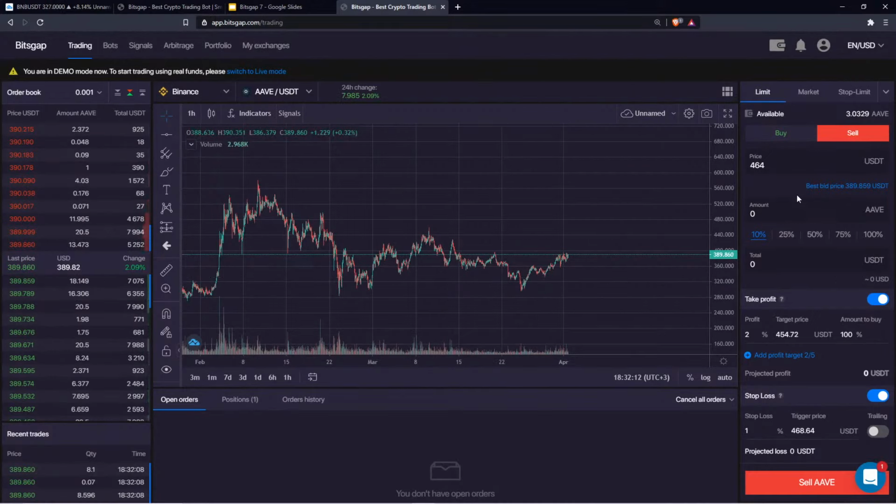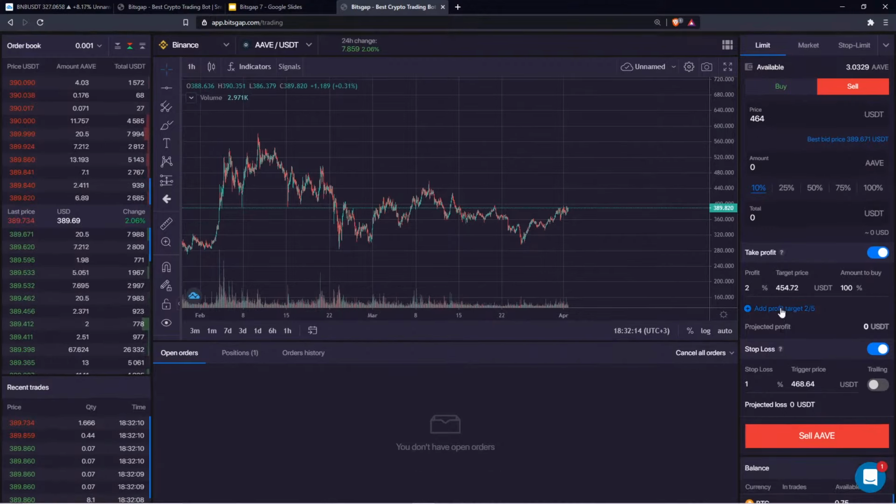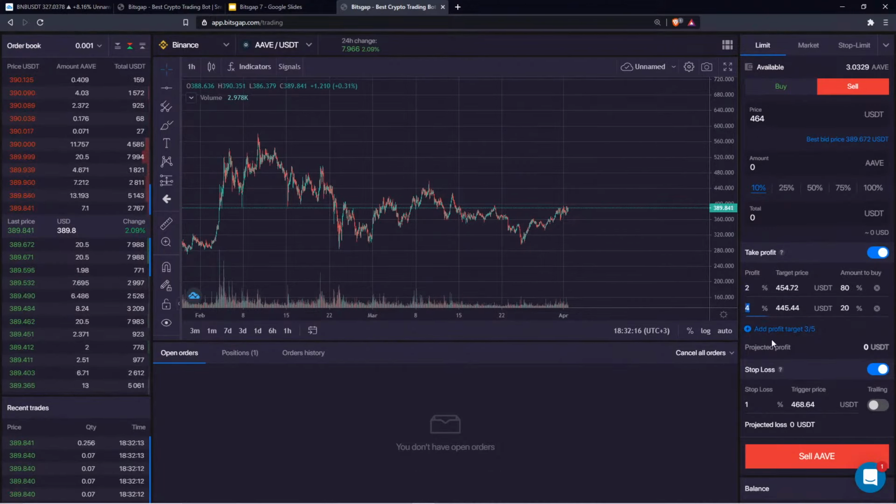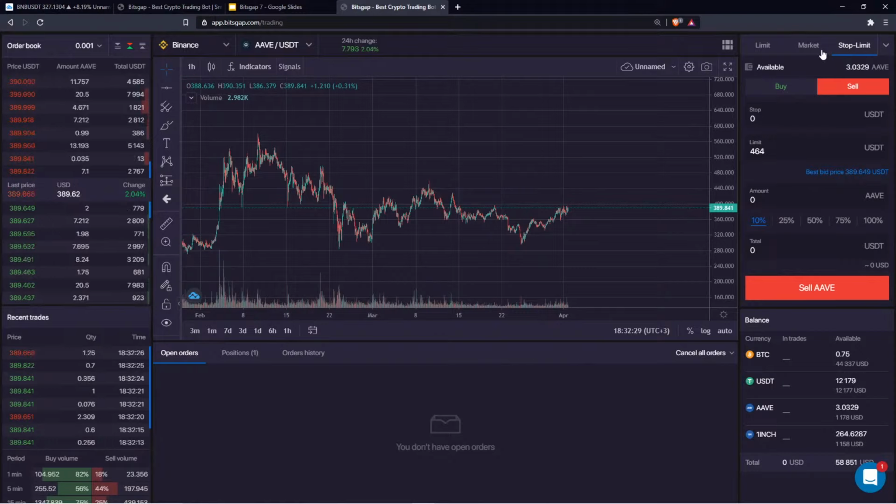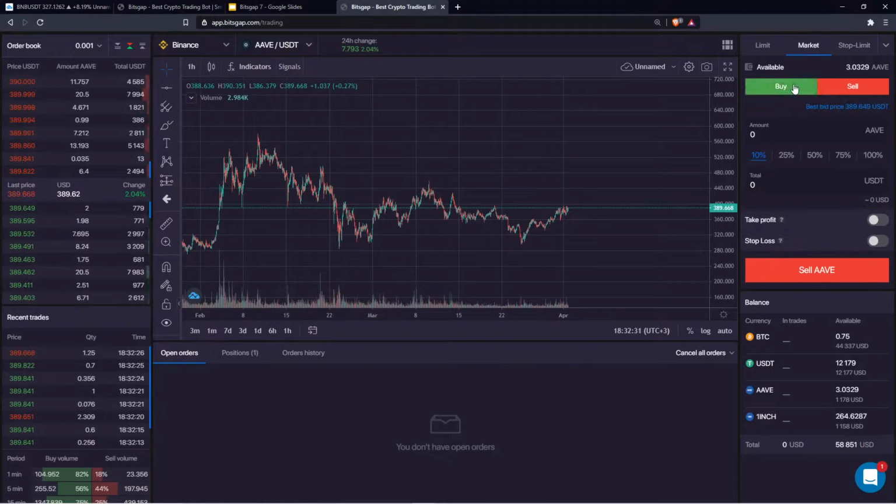Just discover which strategy suits you the most. Maybe you need just to take profits and stop loss. Maybe you need to take profits with a stop loss, but with the trailing stop loss. That's another trick here. Okay, and maybe you are better at trading by entering the market with a market buy or market sell order.